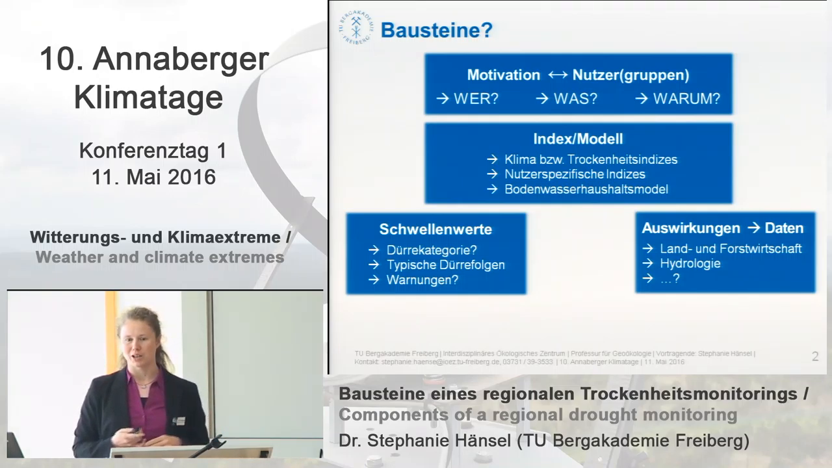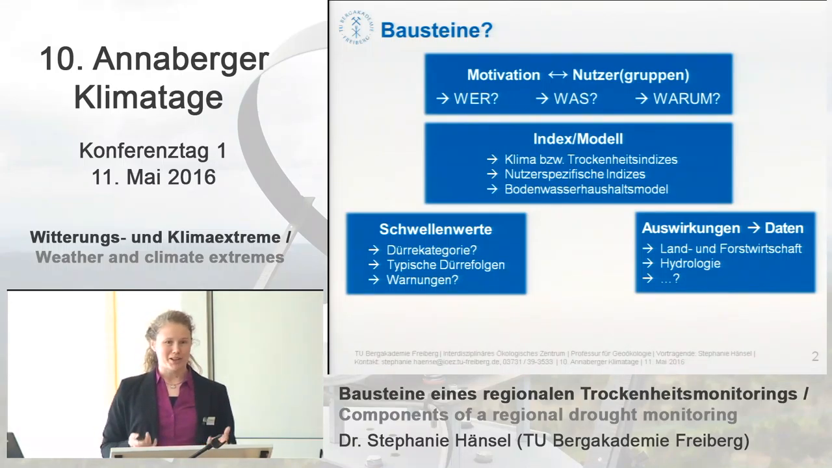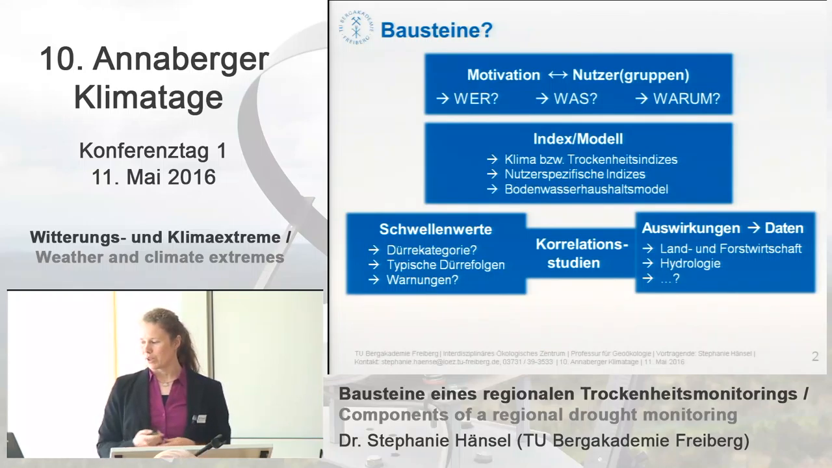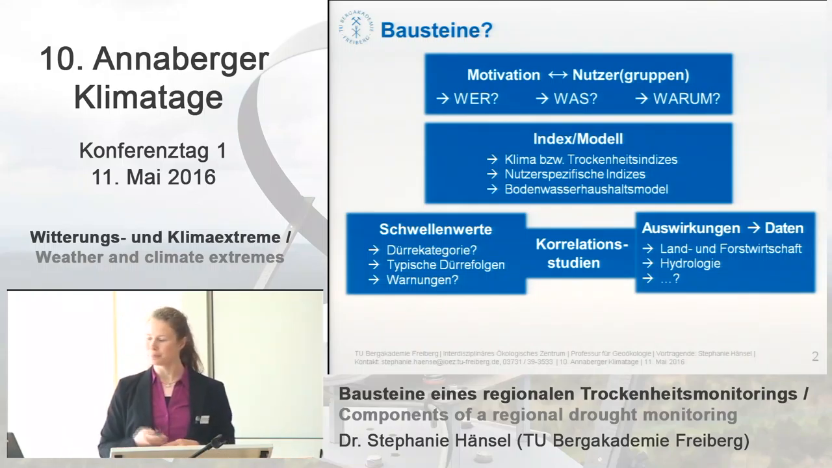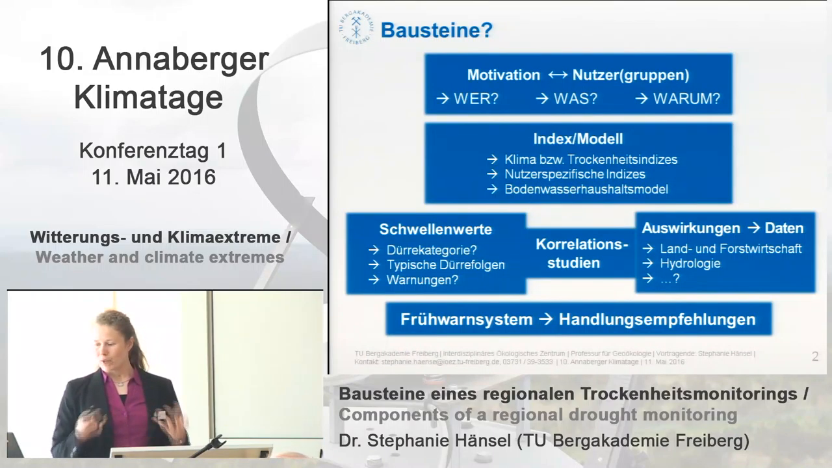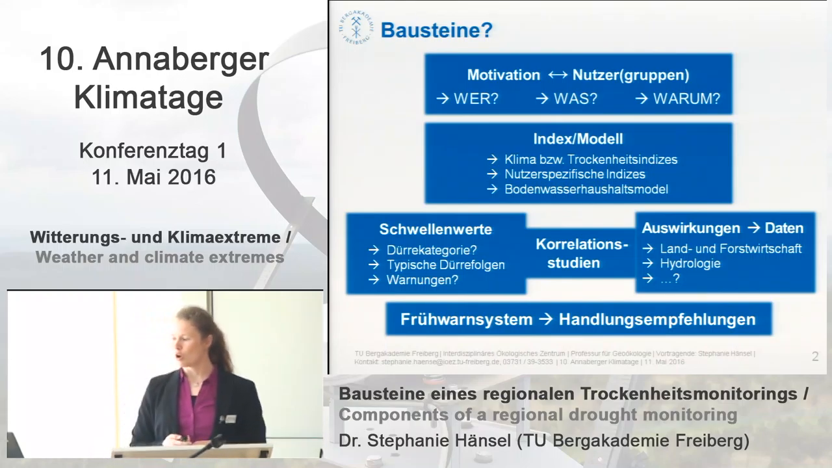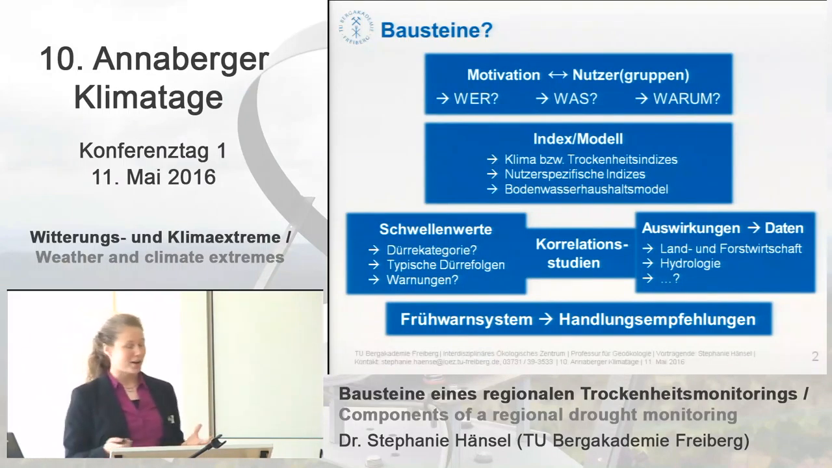But then we should regard various sectors, which sectors should be warned earlier than the other, and how should the consequences be measured. And we need the data of the various sectors like agriculture or forestry and hydrology. So how can we collect and acquire the data and define our thresholds and limits in order to come to a categorization, which then can be used for an early warning system, maybe linked to recommendations for action, for reaction, for response.